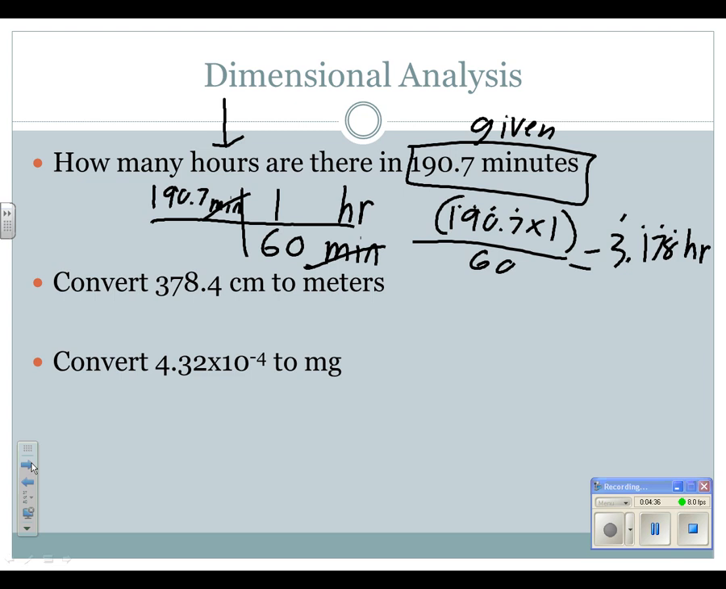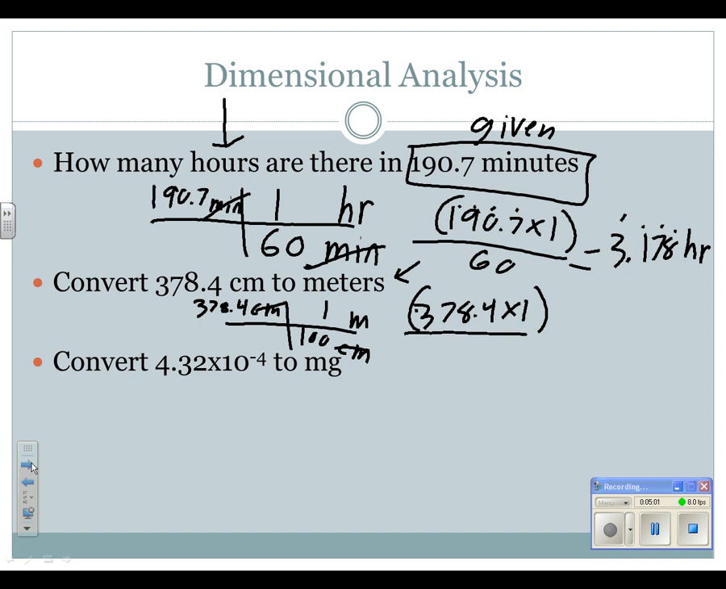So number 2, draw your grid. Your given is 378.4 centimeters. Move that unit to the bottom right. Our desired unit now is meters. There are 100 centimeters in every 1 meter. Cancel your units. Tops divided by bottom. So it's 378.4 times 1. It won't always be 1. Divided by 100, and you get 3.784 meters.